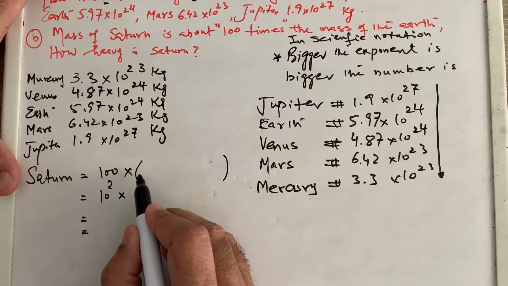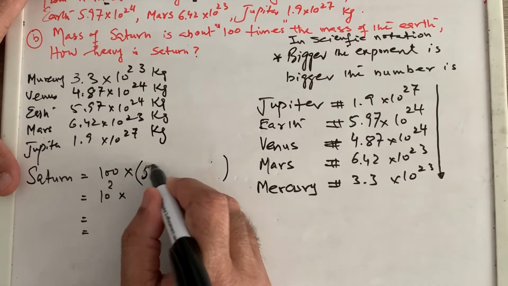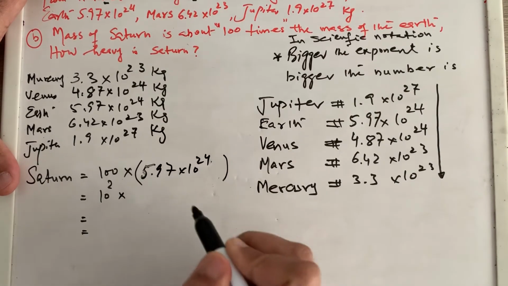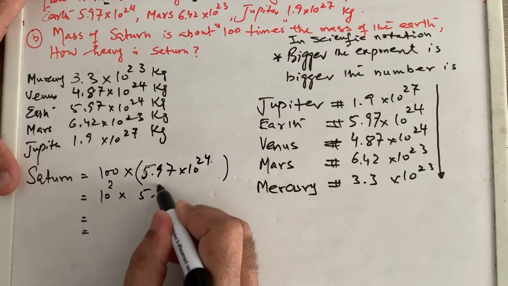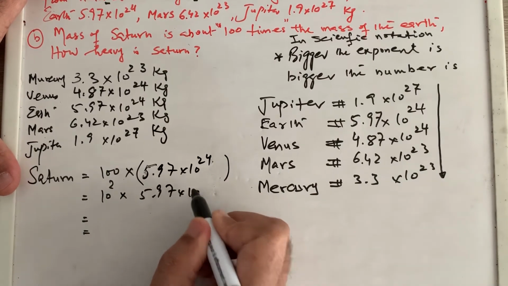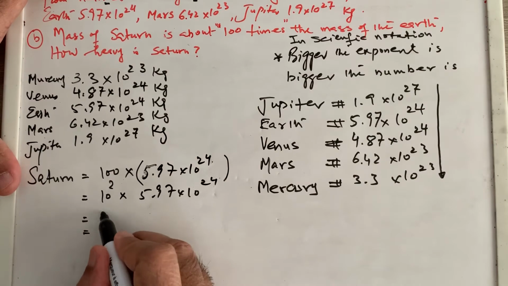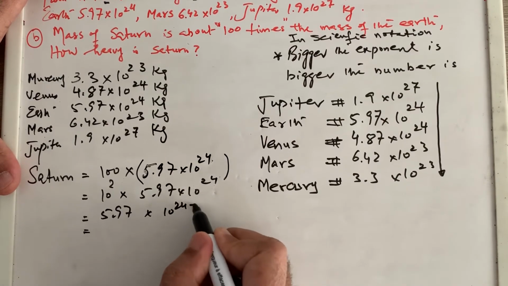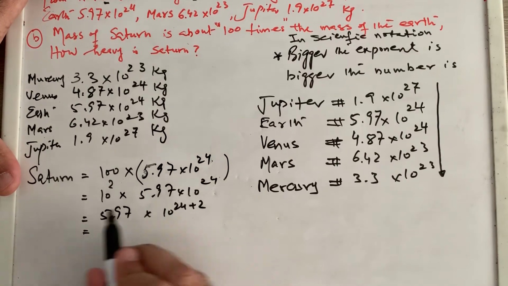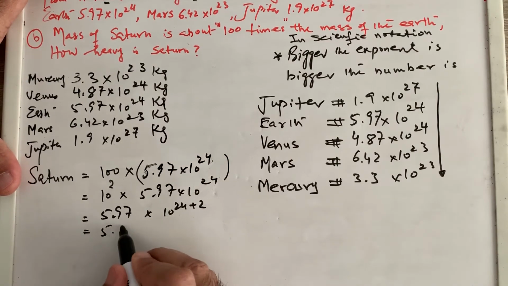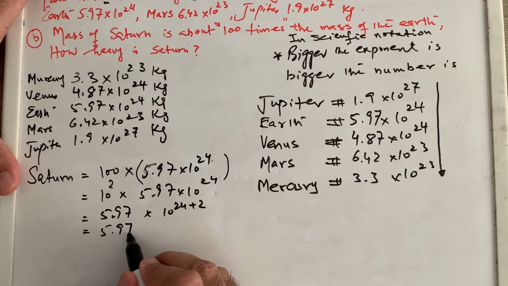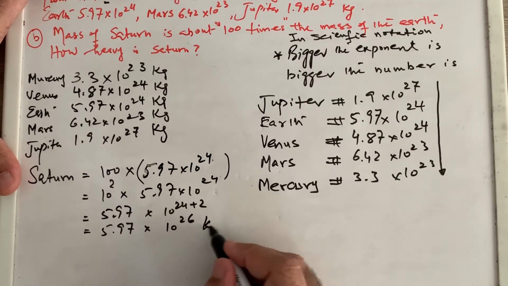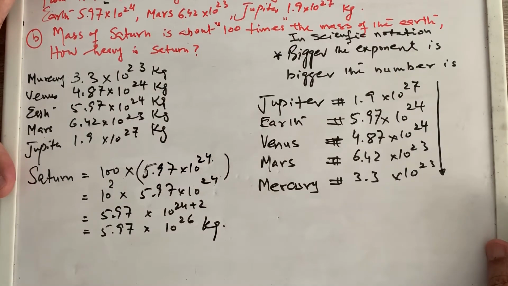100 times the mass of the Earth, and Earth is 5.97 times 10 to the power 24. Then 5.97 times 10 to the power 24 plus 2, because the exponent bases are the same, the exponents can be added. So the mass of Saturn will be 5.97 times 10 to the power 26 kg. So this is the mass of Saturn.